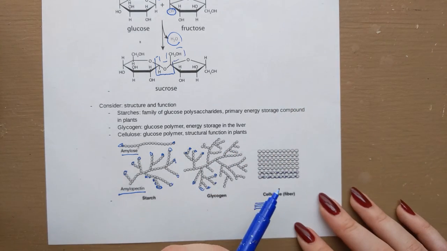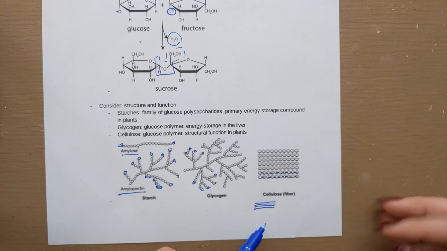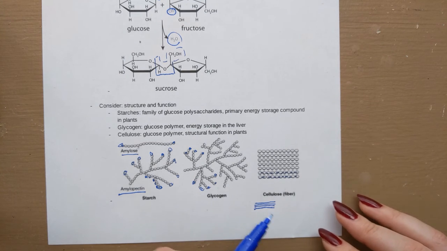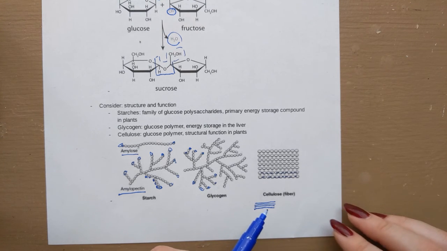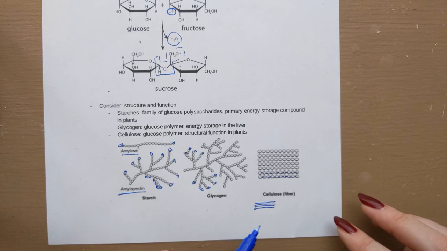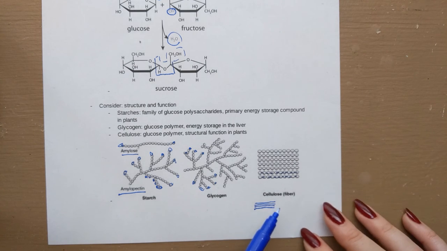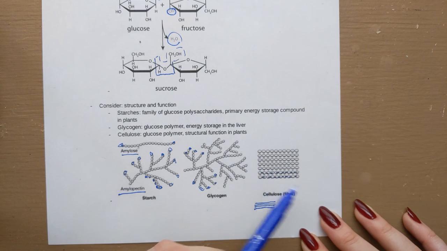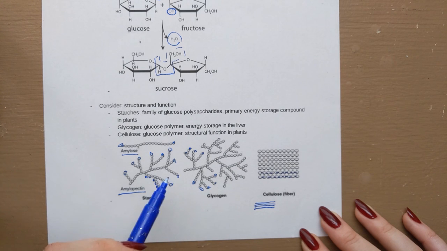That is going to be something that is very difficult to quickly break down because it's difficult to access all those different sites of those linkages, but it serves a very strong structural function. If you try to break a single thread, that's pretty easy, but if you try to break a whole rope at once, that's a lot more difficult because it has all of those components woven together. So you can see why cellulose would be in that sort of orientation, unlike glycogen and starches, which have this very branched pattern, which makes them really well suited for energy storage.